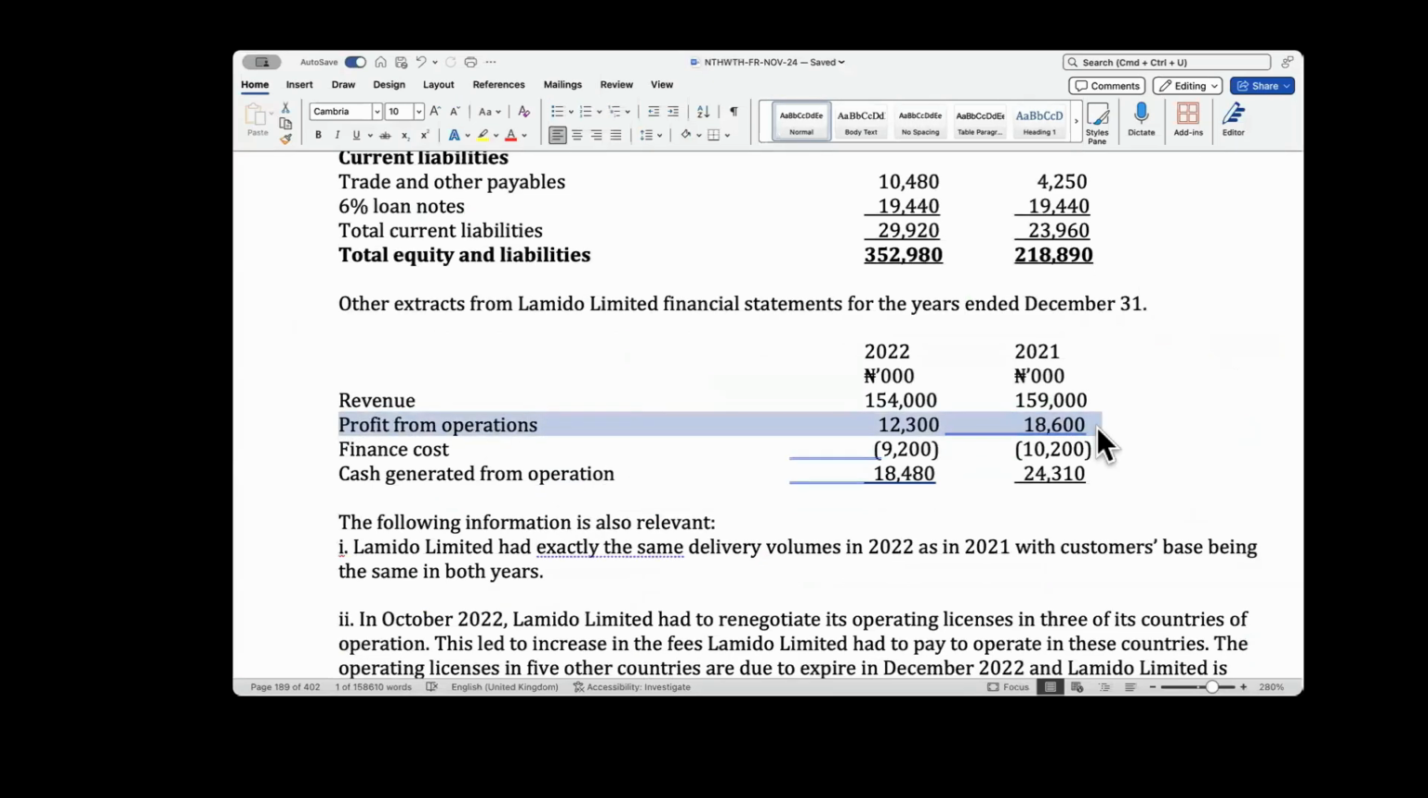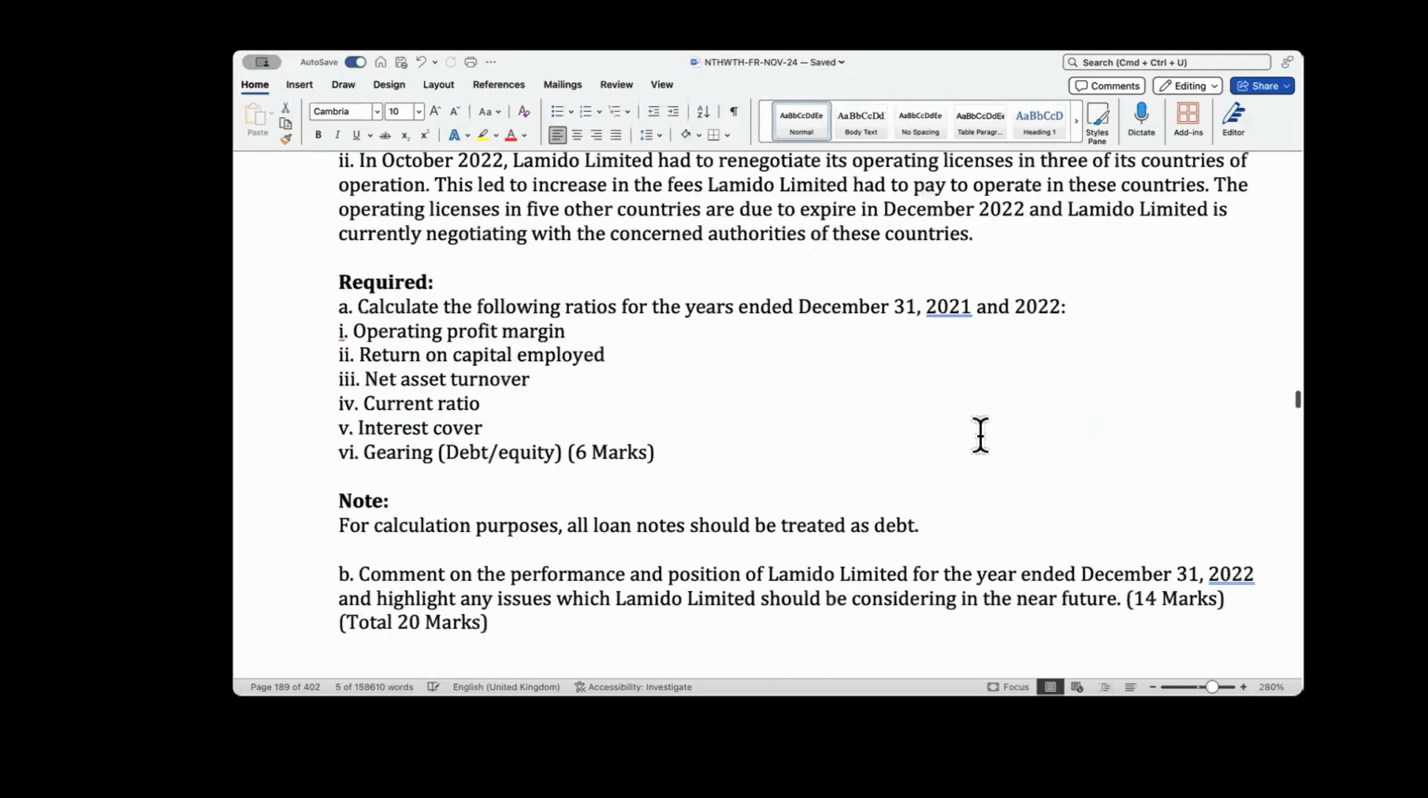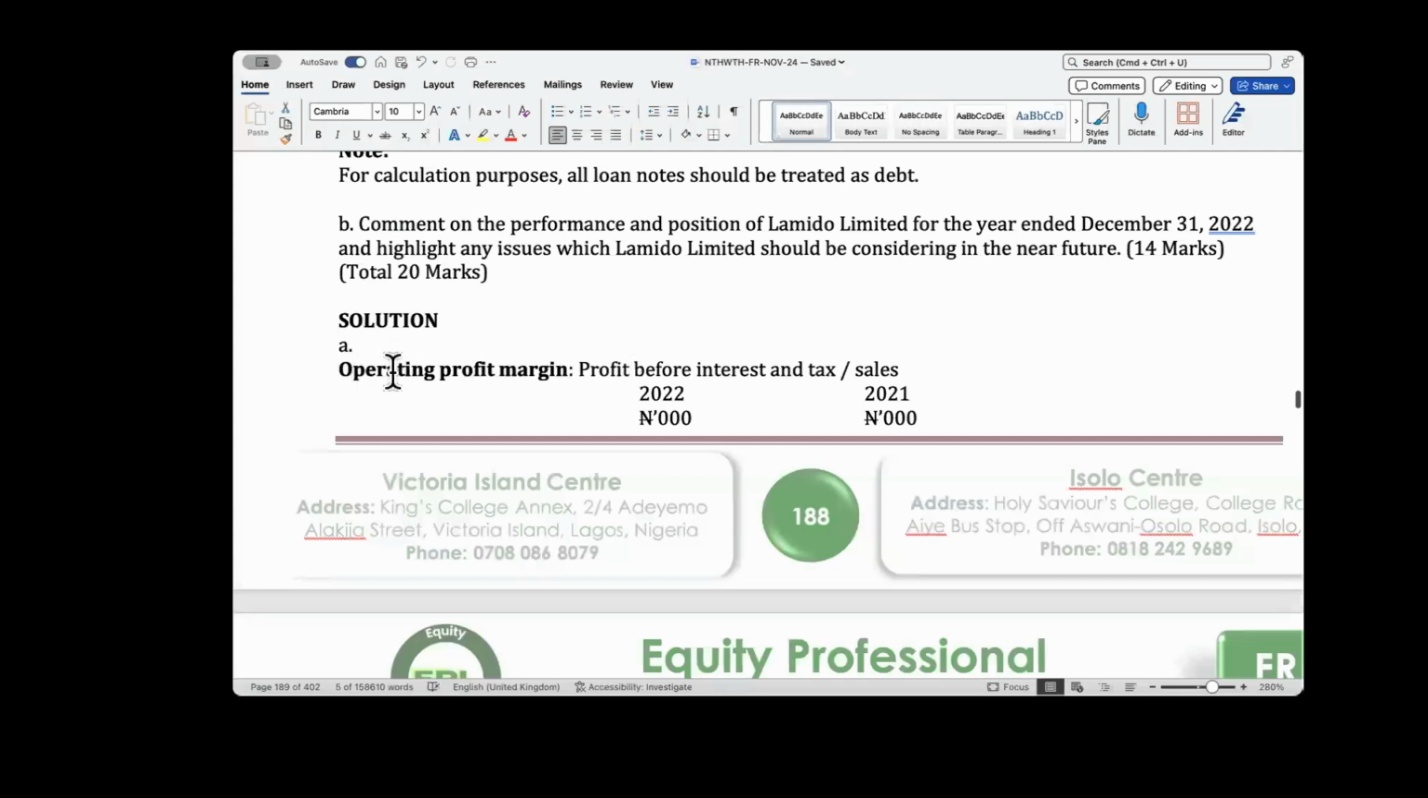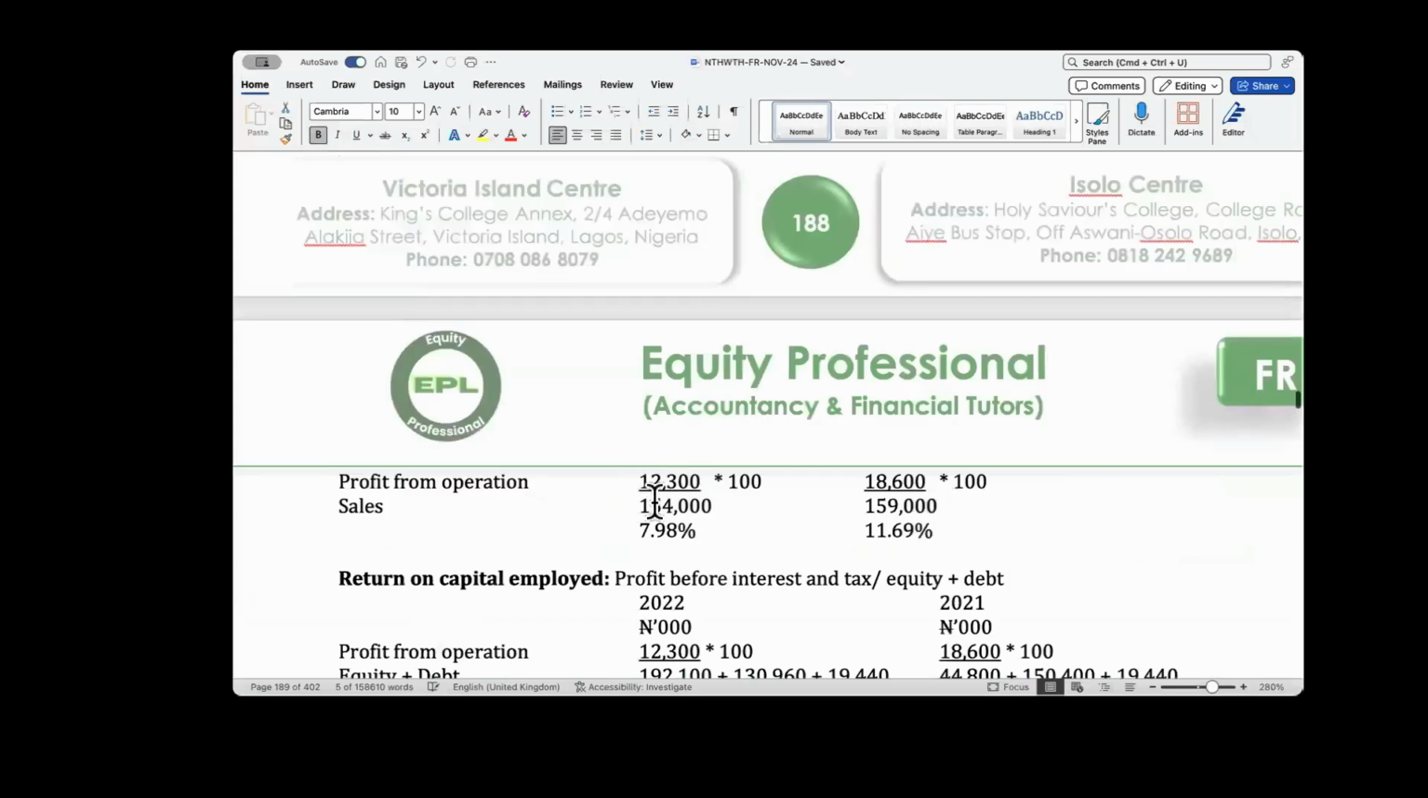Profit from operations is the same thing as PBIT, and it's also the same thing as operating profits. You see, underneath it they brought in finance costs. That is your PBIT. So my PBIT is 12.3 in 2022 and 18.6 in 2021, and they also give me my revenue up here. So I can easily get my operating profit margin: PBIT over sales multiplied by 100. That gives 7.98%, and 18.6 over sales gives 11.69%.